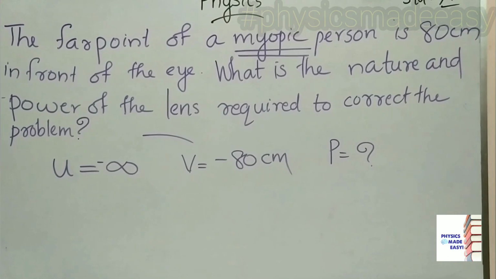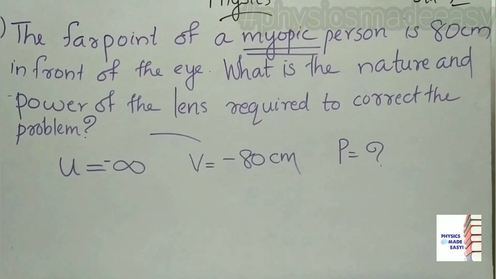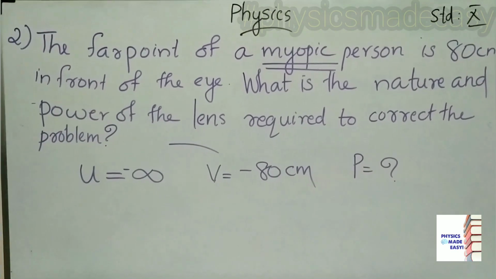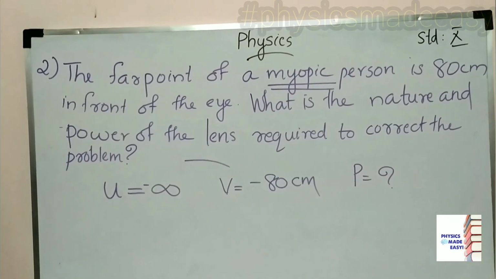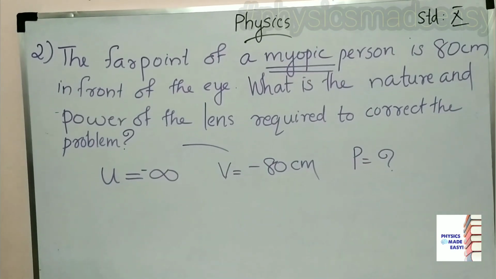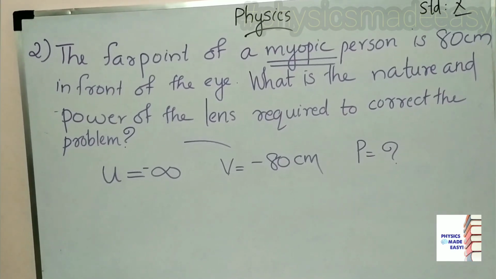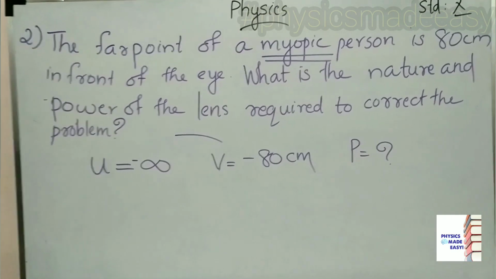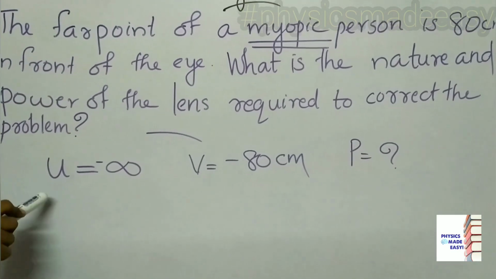In this case, we have to find the nature of the lens. We have to write whether this lens is concave or convex. That also we have to find. From the sign of the power, we can say which lens this is. So here the far point of a myopic person is 80 centimeter. You know in this case he wants to see distant objects. So we can take the object distance as infinity.